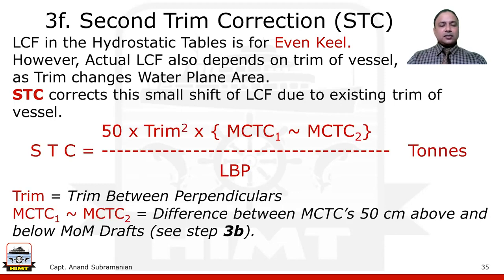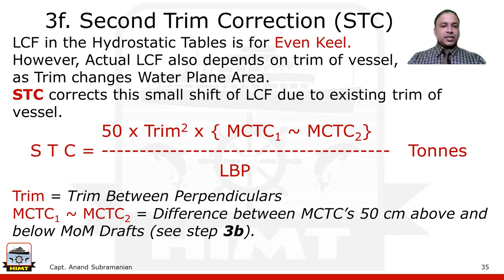The formula goes like this: second trim correction is equal to 50 times the trim squared, again the trim between the perpendiculars, times the difference of MCTC1 and MCTC2. Now, MCTC1 and MCTC2 are the MCTCs 50 centimeters above and below the mean of mean drafts. So if the mean of mean draft is, let us say, 10 meters, then we take 50 centimeters above, that is 10.5, and 50 centimeters below, that is 9.5.